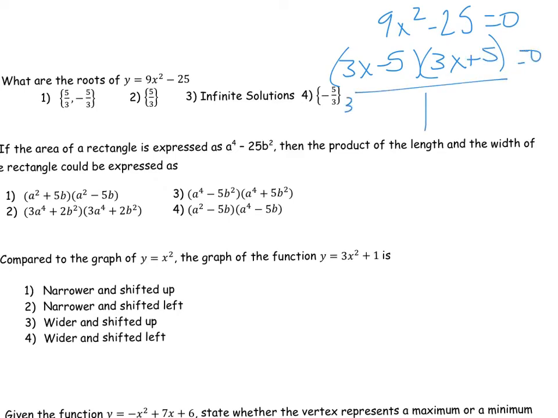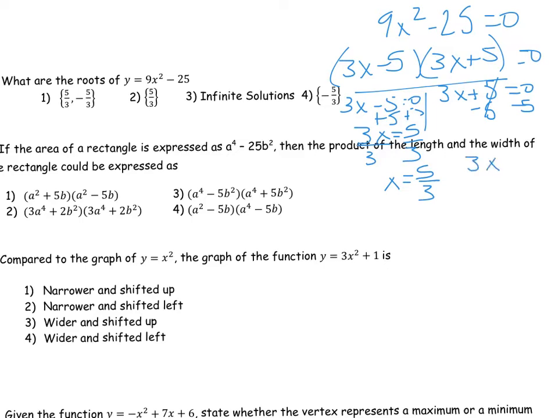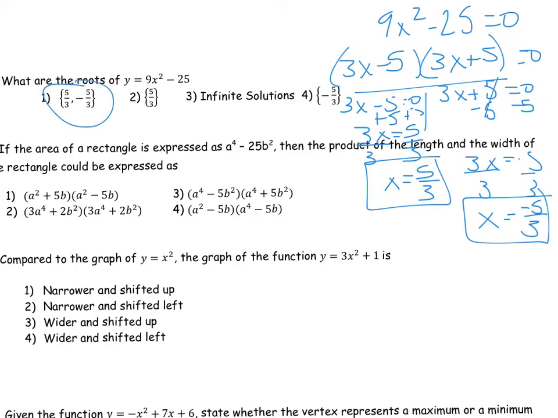T-chart. So we have 3x minus 5 equals 0. Add the 5. So I'm going to have 3x is equal to 5. When I divide both sides by 3, x is equal to 5/3. That's one solution. Now over here, I have 3x plus 5 is equal to 0. Subtract the 5 over. So I have 3x is equal to negative 5. So you guessed it. We're going to have 2 solutions, a positive 5/3 and a negative 5/3. So that is choice 1.